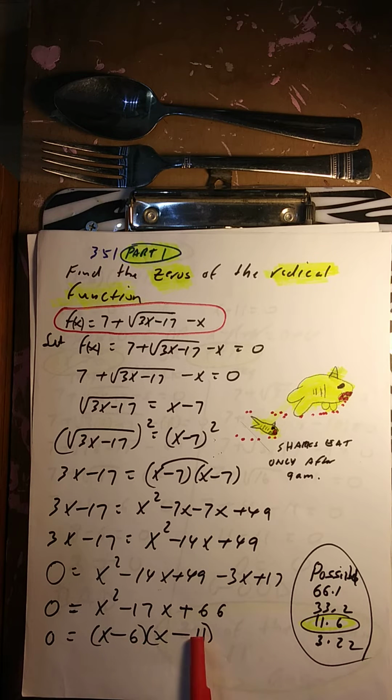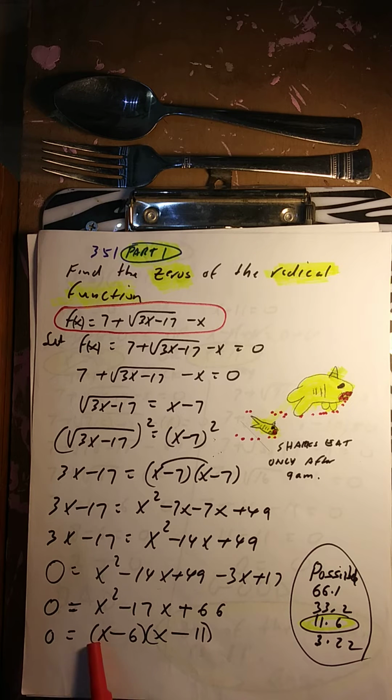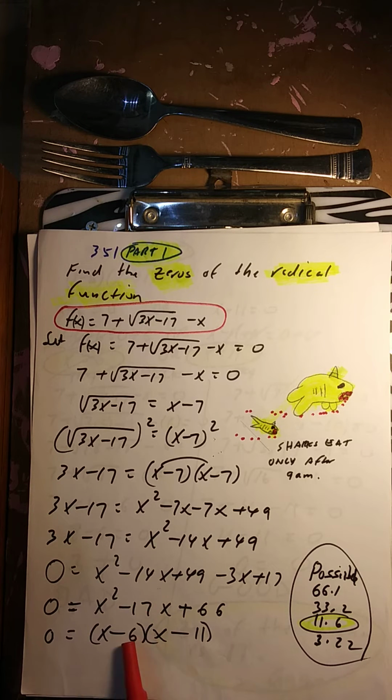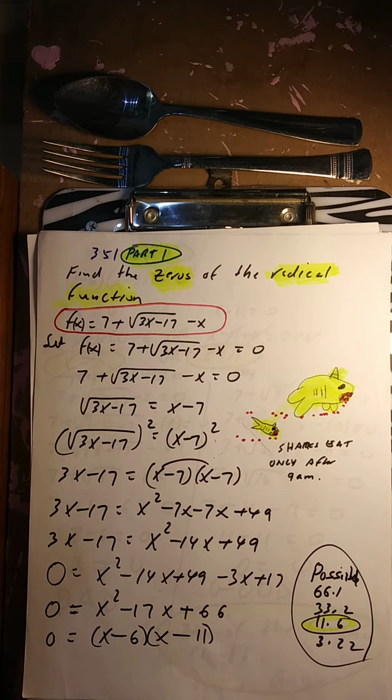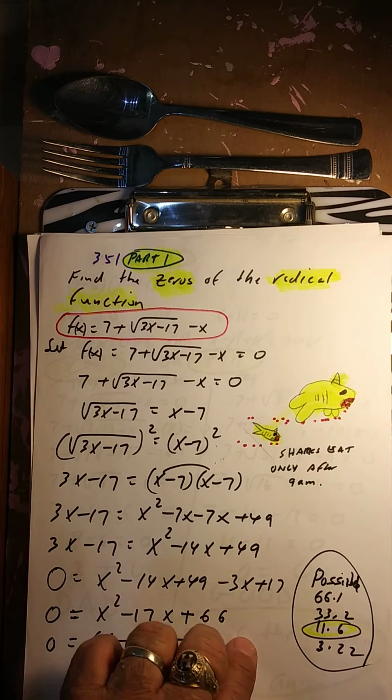So negative times negative is a positive 66. Yes. A negative 6x and a negative 7x. Does that give you negative 17? Yes. And x times x is x squared. Negative 6, negative 11, negative 17. And negative times negative is a positive 66. Yes. Sharks eat only after 9 a.m. Remember that. For that, you're safe.